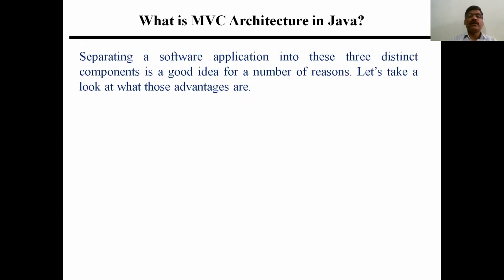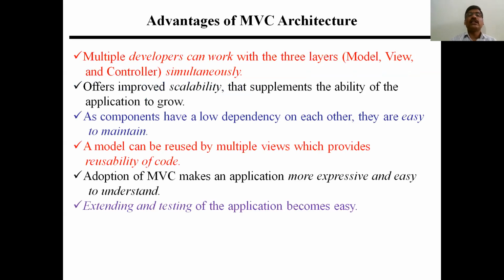Then next, by separating this application into three distinct components like model, view, and controller, this separation will give you a lot of advantages while we are developing software applications. Next, we are going to discuss what the advantages of using this architecture are. The advantages are as follows.